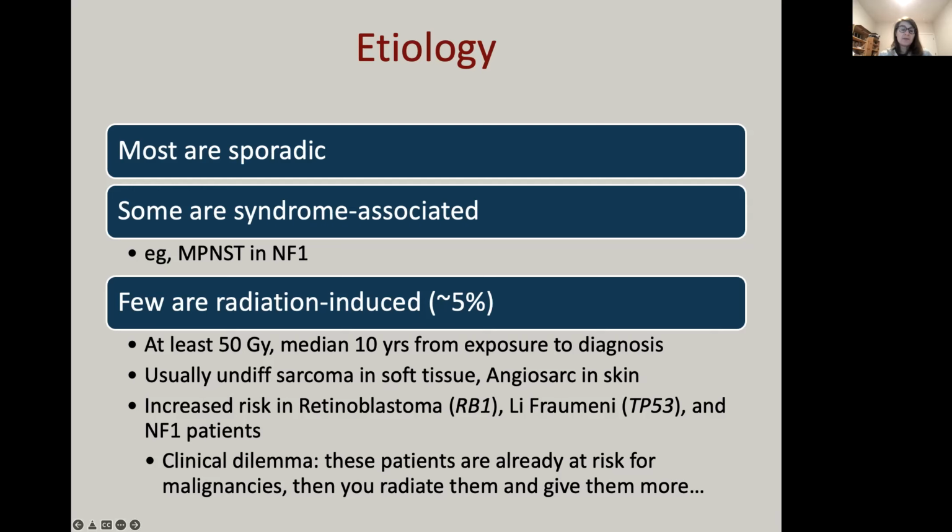Interestingly, patients who have syndromes like retinoblastoma, NF1, Li-Fraumeni, which is associated with TP53, these patients, number one, are already at risk for malignancies, including sarcomas. Then how do you treat the sarcoma? You may give chemoradiation. Well, then you radiate them and they are developing even more sarcomas, right? So if you ever encounter a sarcoma in one of these people, sometimes the question actually is, do we even treat them with radiation? Because that might predispose them to developing even more, because they're at such a supreme risk. Does that make sense?